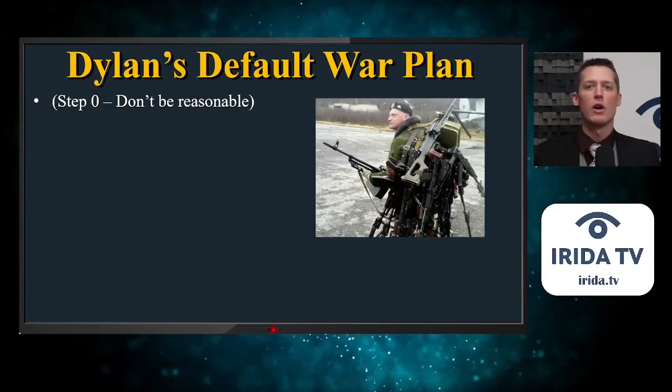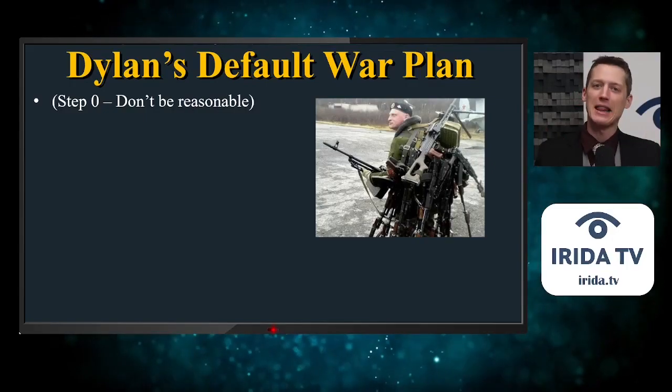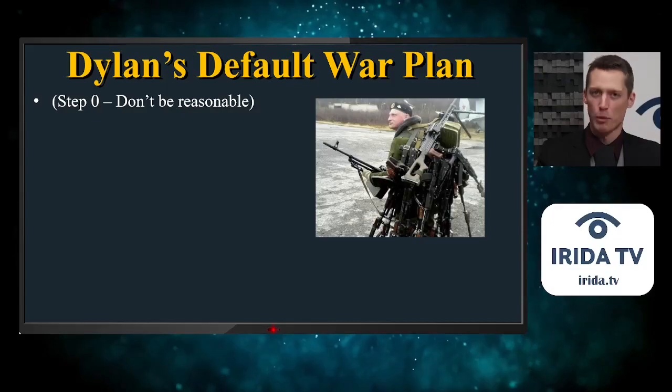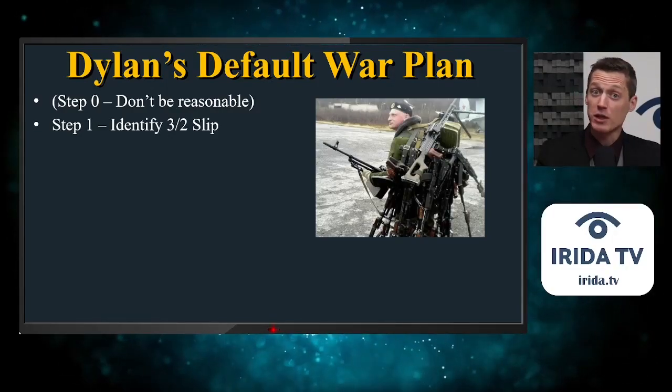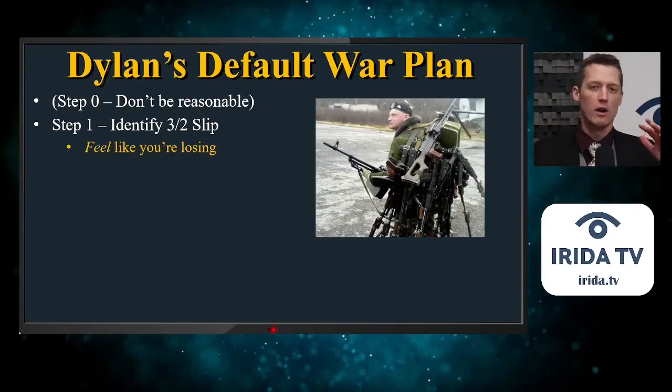This is not the strategy I always do. This is one that I like, and this is one that I'm very comfortable with. Step 0, don't be reasonable. We've talked about that ad nauseam. Step 1, identify the 3-2 slip. Now we've talked about a couple ways to do this. First off, feel your gut.